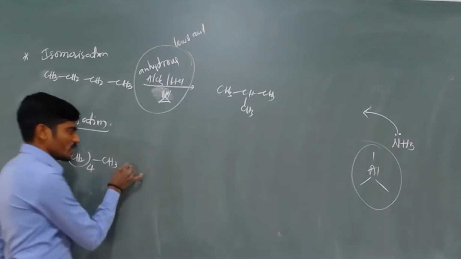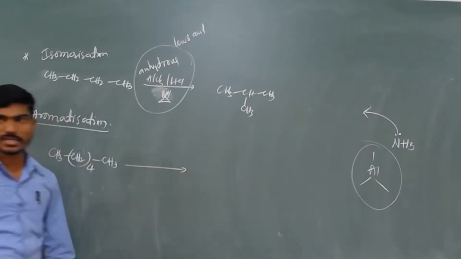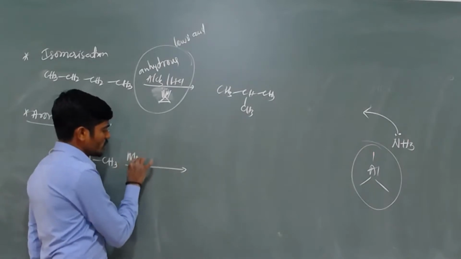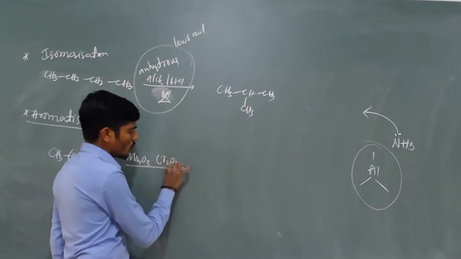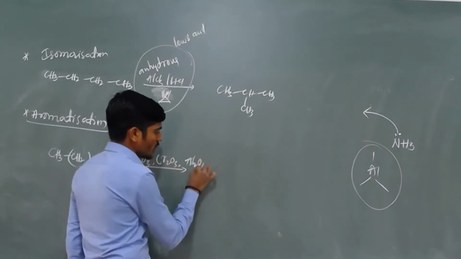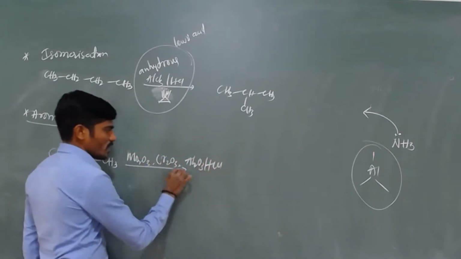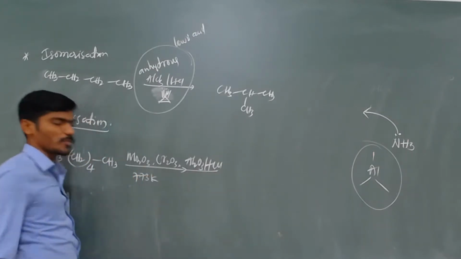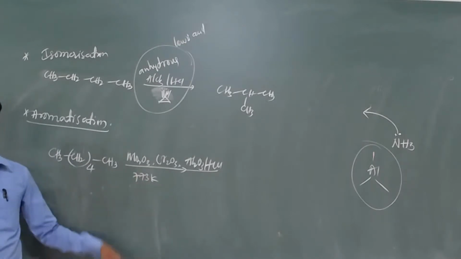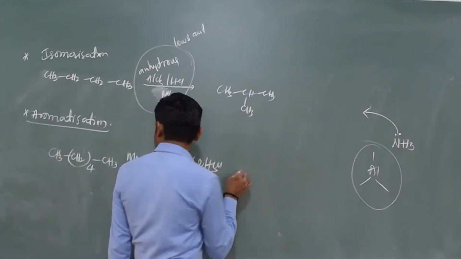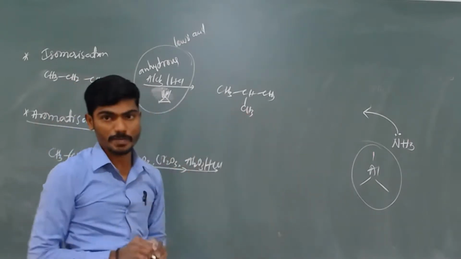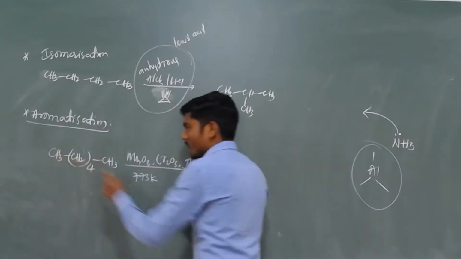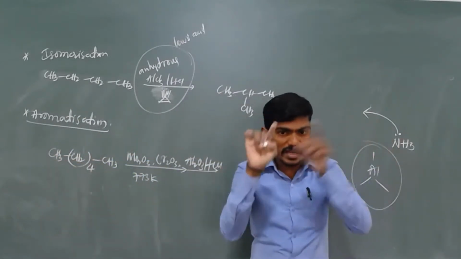When n-hexane is reacted with oxides of molybdenum, chromic oxide, aluminium oxide, and passed through a red hot tube at 773 Kelvin or approximately 800 Kelvin, this is high temperature. So it undergoes aromatization, formation of a ring. First step, cyclization will take place.